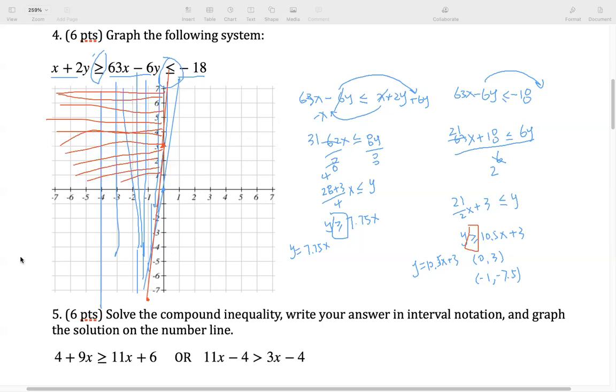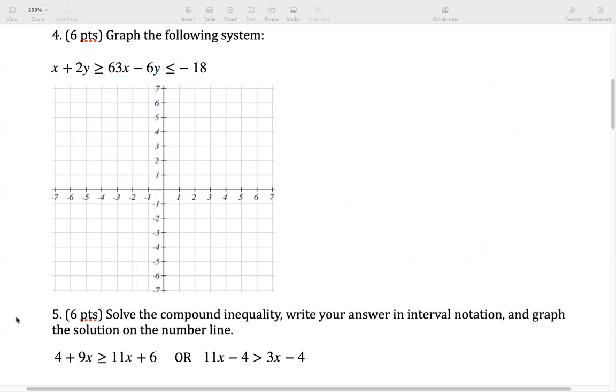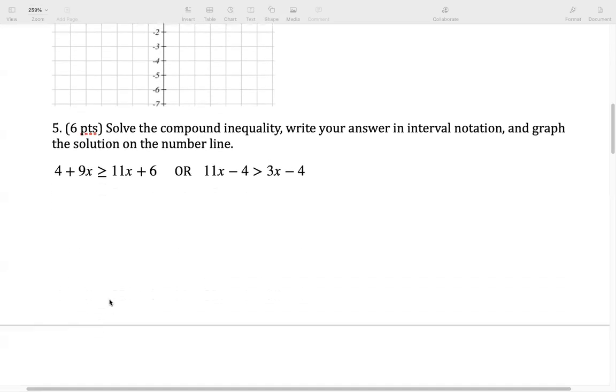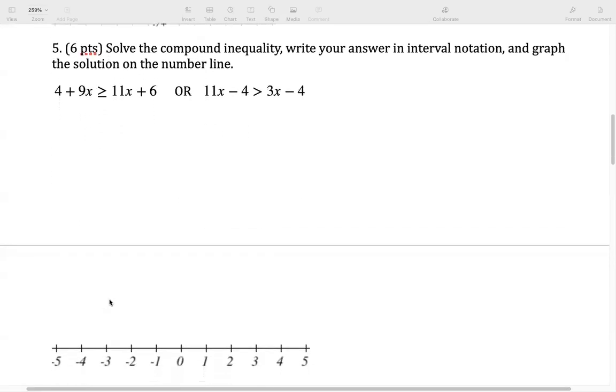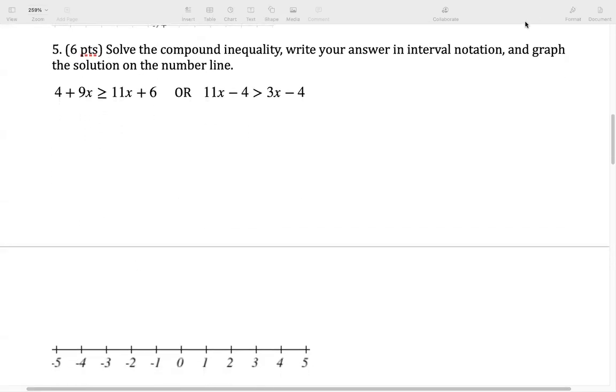Okay, now let's see 5. 5, we came back to one dimension again. But the key word is or. So we get a solution of the first one, we get a solution of the second one, then we unite those two. So or means union, we unite those two solutions.